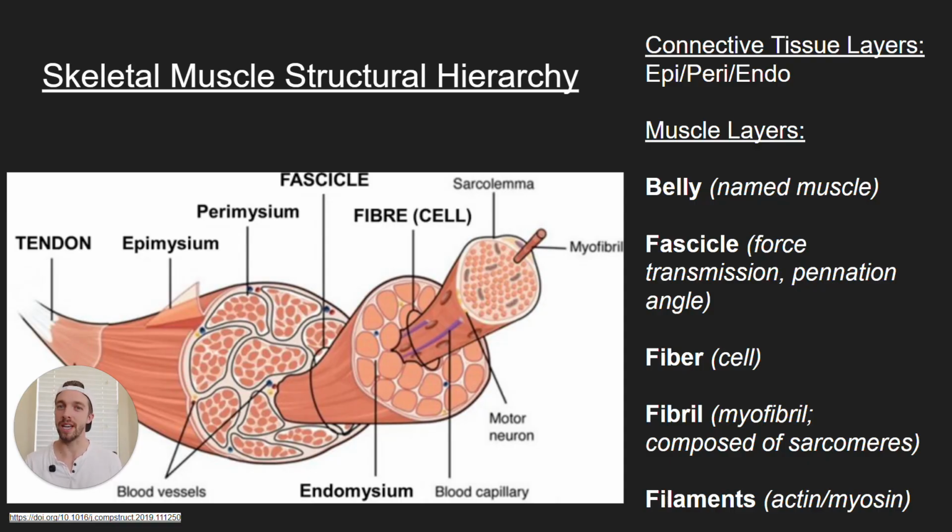So if I say muscle cell, just know that is synonymous with muscle fiber, okay? Some of the largest human cells in the body, which is pretty cool. Definitely the longest. From there, we break down the cell into muscle fibrils or myofibrils. These are composed of sarcomeres, which we'll talk about on the next slide, that are linked end to end.